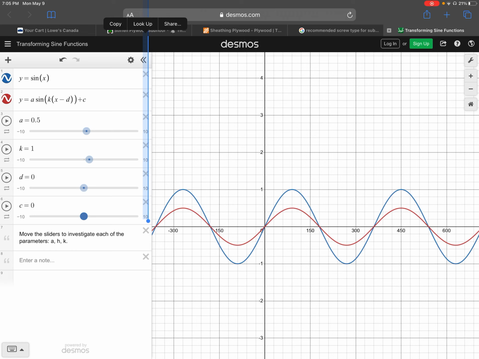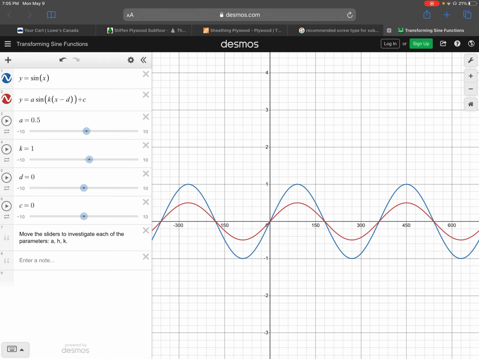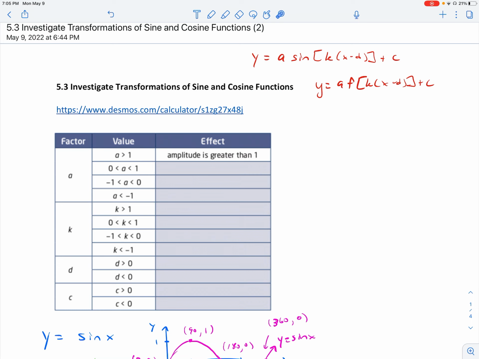Okay, so now we can actually really see the A value is about a half on the red graph to what it is for the blue one. Okay, so we can go ahead, we can write that in here. So we can just say amplitude is less than 1. Okay, so it gets smaller. Okay, what if we go between 0 and negative 1?